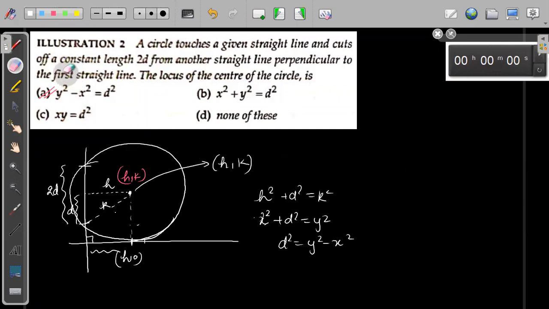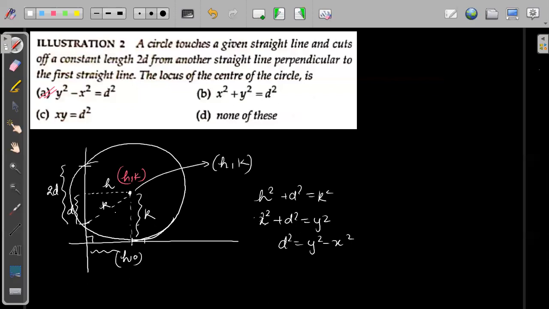Why, sir, why is the radius k? Because this is the height from this center, right? So the height is k, because this is the y coordinate. Okay, understood, Sudarshan? So this is the height, that is why this is k.